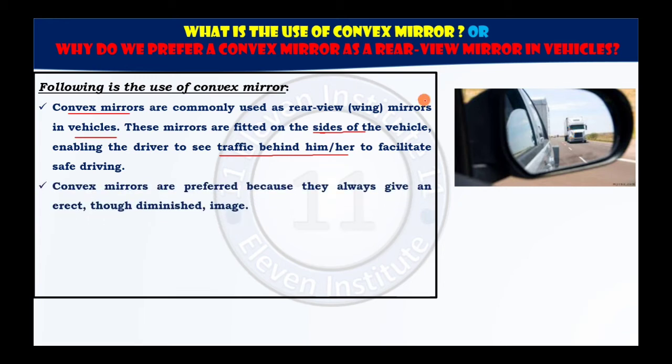Next point, convex mirrors are preferred because they always give an erect image. Erect means if the truck is upright behind, we should see it upright as well. If the truck is upright and we see it upside down here, that won't do. Just think, how would it feel to see an inverted truck here? Right? So we want an erect image, and also we want a diminished image because we want to see the entire object. If a truck is coming from behind and I can see only this much part of it, there is no meaning in that. I want to see the entire truck for a better view and for better judgment while driving. So hence convex mirrors are used over here.